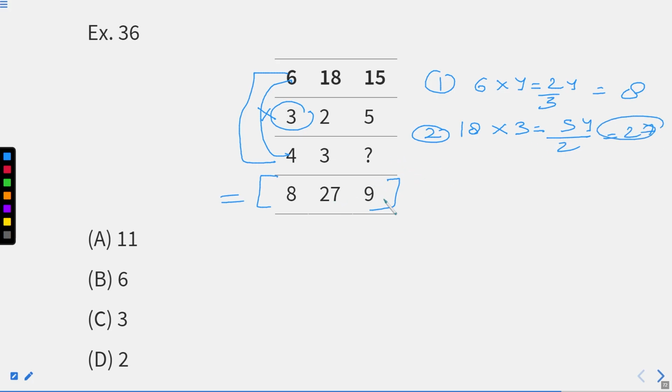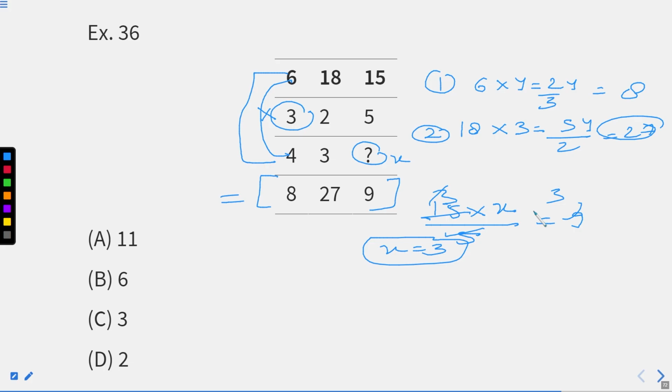So what exactly are we supposed to do here? 15 multiplied by, let's say, x. This missing value is x. Divided by 5. I hope you get the answer. It comes out to be 9. This is 3. Right? Here if we divide this, we are getting 3. x is equal to 3. I hope you know the calculation part.